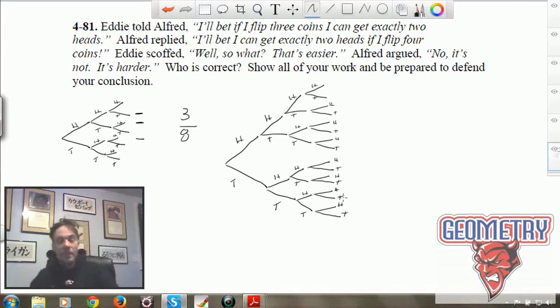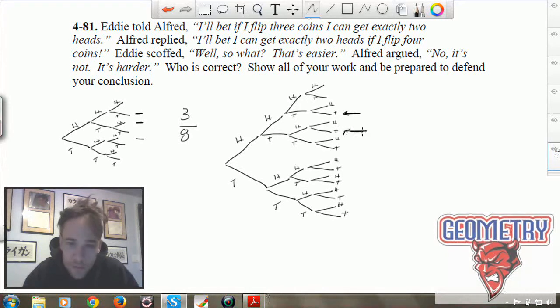Okay, so now we've got to go through and see getting exactly 2 heads. So head, head, head, head would not work. Head, head, tail would not work. Head, head, tail, head would not work. Head, head, tail, tail would. So there's one right there. Head, tail, head would not work. Head, tail would work. Head, tail, head would also work.